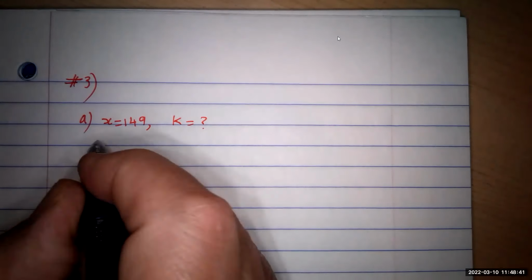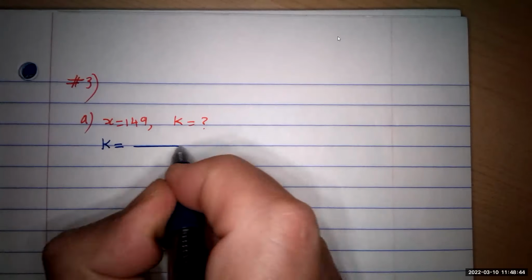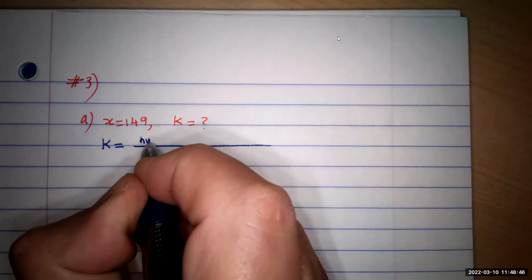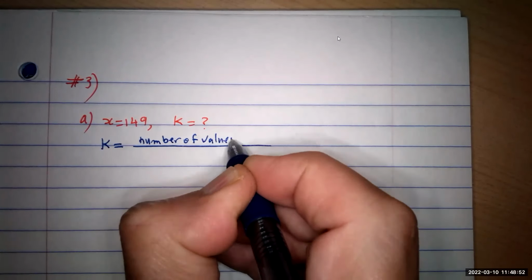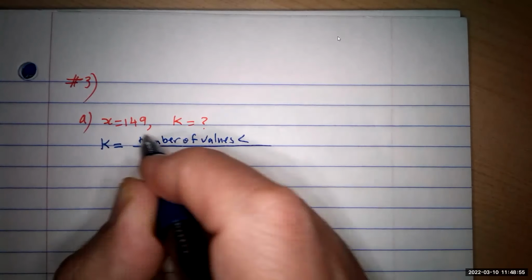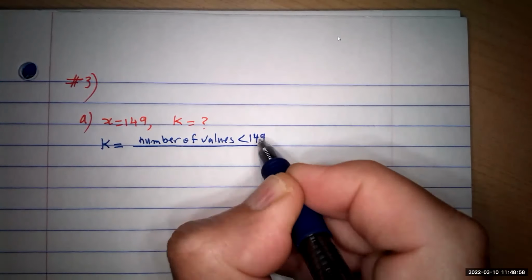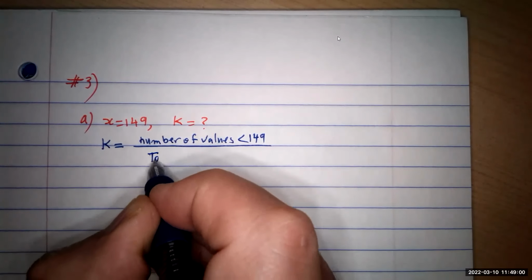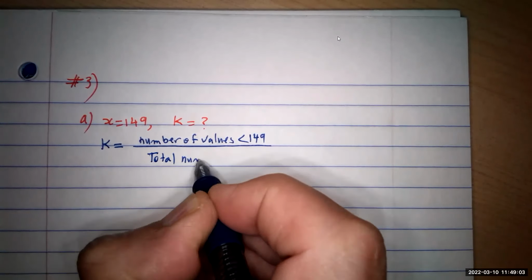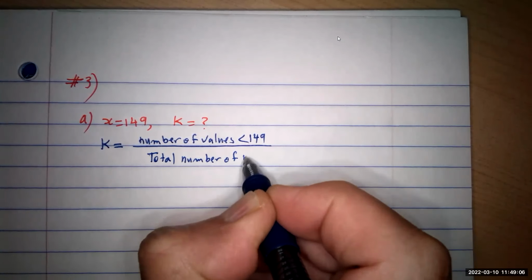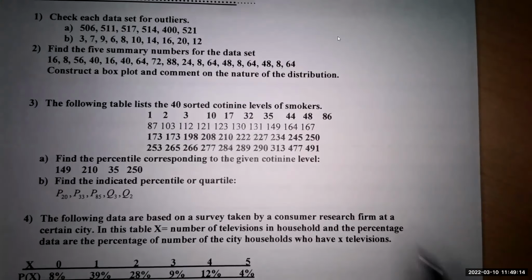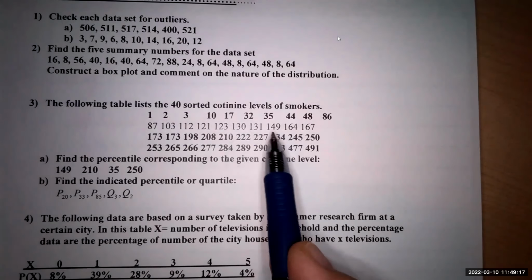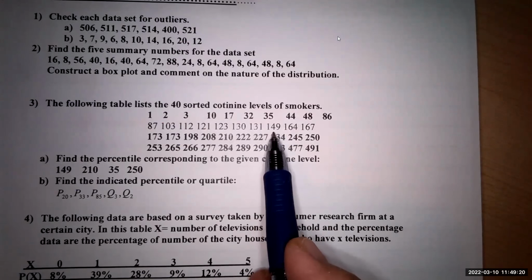K, the percentile, is equal to the number of values less than X, less than 149, divided by the total number of observations, or values. Okay, for this set, the total number, you have 40 numbers. The top and the bottom is opening 40 numbers. Then 149 is here.